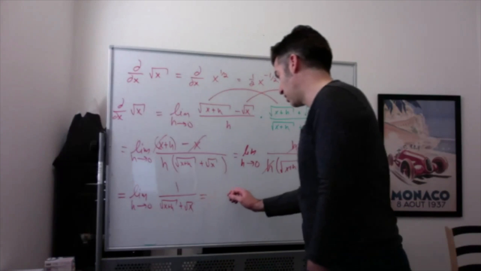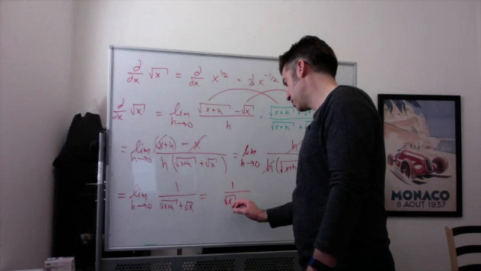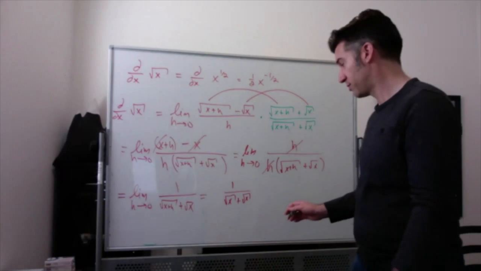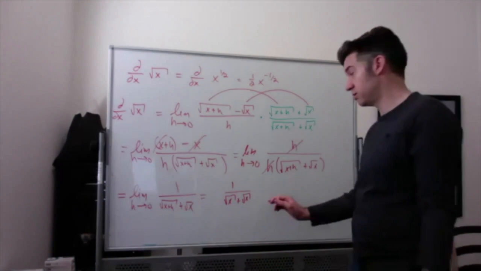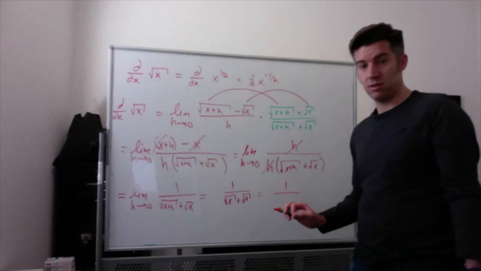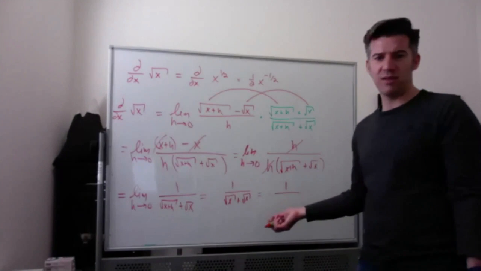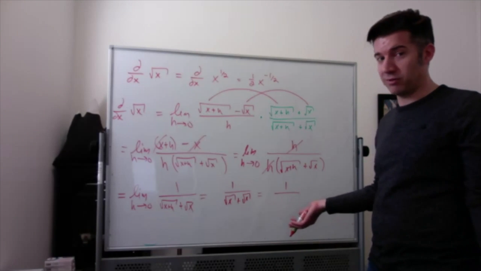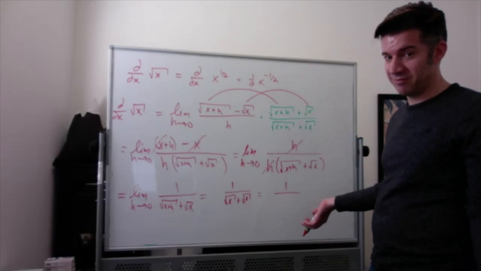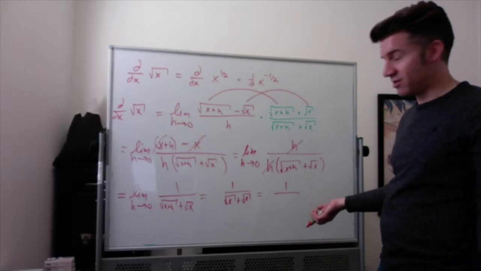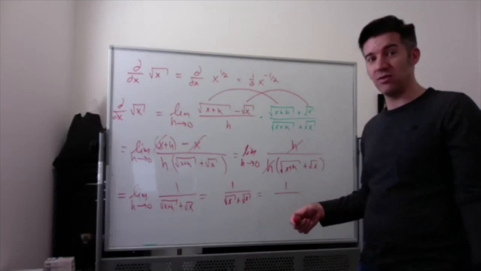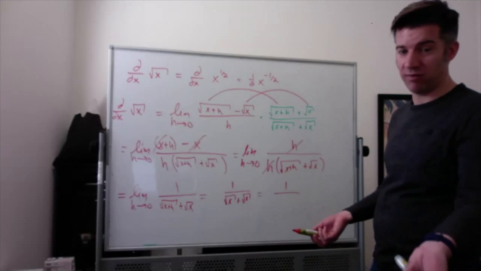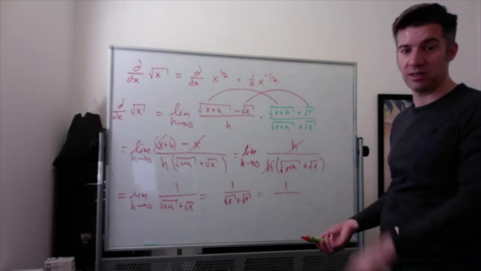And when they go to 0, you get 1 over the square root of x plus the square root of x. And what's the square root of x plus the square root of x? It's not x. What do you get when you add something to itself? Like, what's 5 plus 5? I know it's a dumb question. What's 5 plus 5? 10. Right, because when you add something to itself, you get twice itself. 5 plus 5 is 10, but 10 is just 2 times 5. The square root of x plus the square root of x is 2 times the square root of x, or 2 times x to the 1/2.